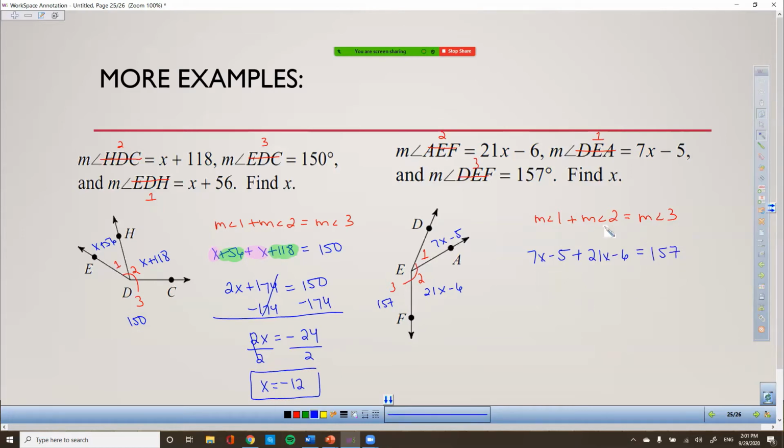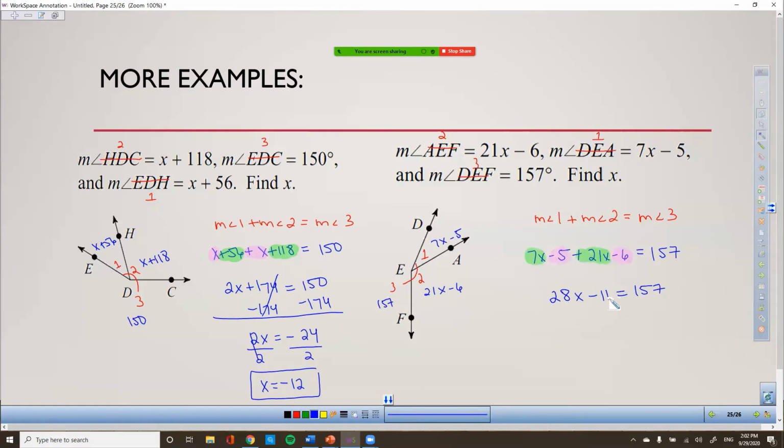And there you go. All I'm left to do is letters with letters and numbers with numbers. First thing first, letters with letters. I've got positive 7x plus 21x. So how many x's do I have? 28x. Then I've got to do my numbers with numbers. I have negative 5 minus 6. So that means that now I'm left with negative 11. So 28x minus 11 equals, and I bring everything else on, 157.